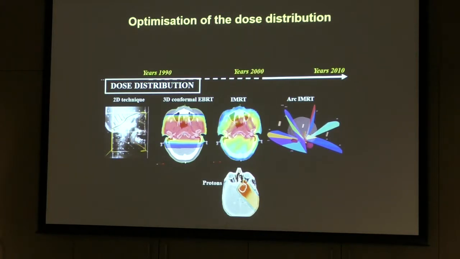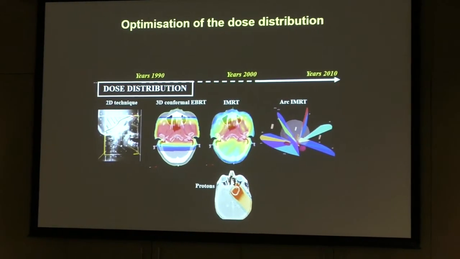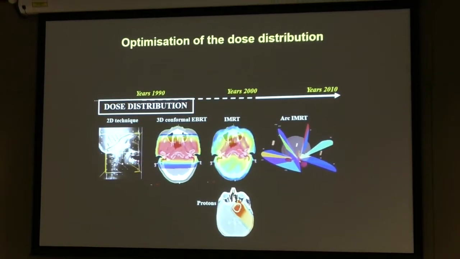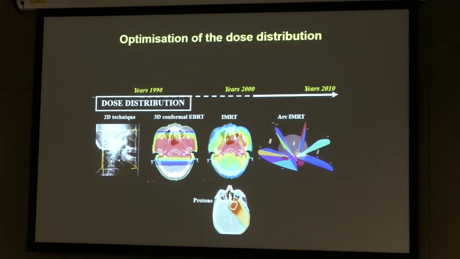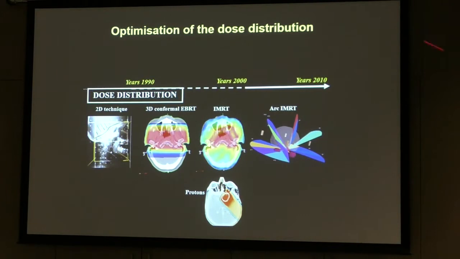Actually, I am 52 years old, and when I consider back all the work which has been done in the field of radiation, we spent a lot of time, let's say 2 or 3 decades, trying to optimize the dose distribution. And this is still the case using photons and so on with arc IMRT.